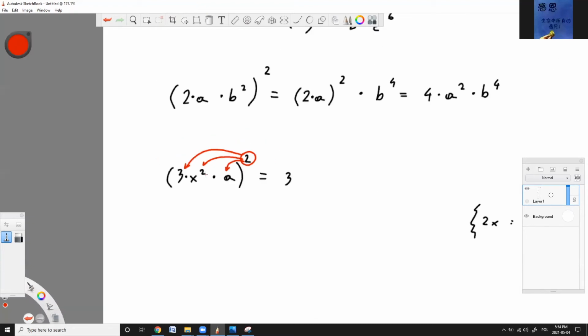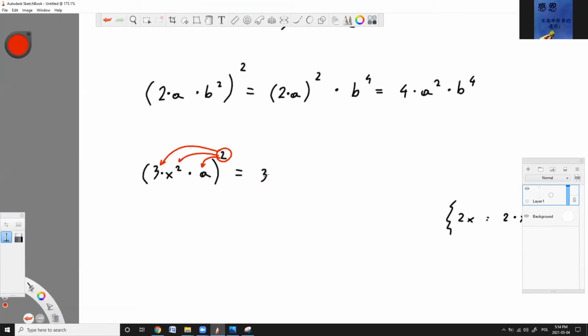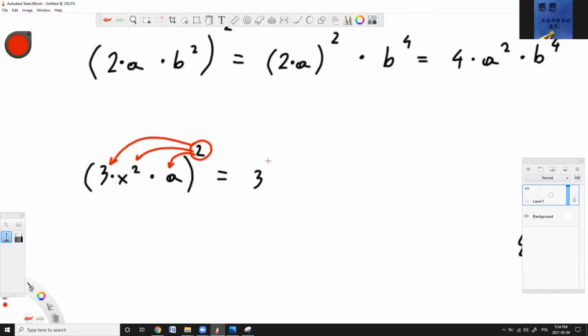Is it clear? Okay, so 3 to the power of 2, times x to the power of 4, and a to the power of 2. Very good. Now 3 to the power of 2, you can say it's 9, and then x to the power of 4, and then a to the power of 2. Yeah, I omitted the dots because you can.